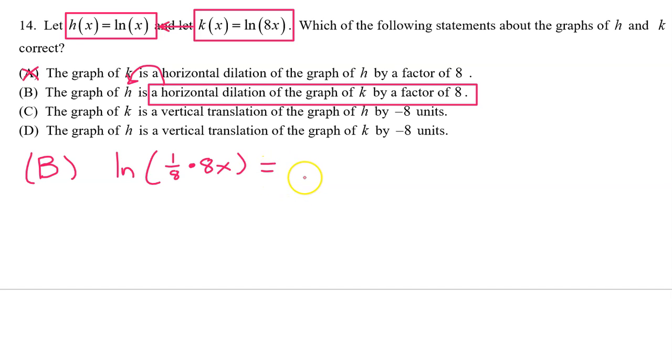So what does this simplify down to? 1/8 times 8, those cancel each other out, and you get the natural log of x. But guess what? The natural log of x is h of x. So we have just shown that a horizontal dilation of the graph of k by a factor of 8 is the graph of h. So the answer is B.